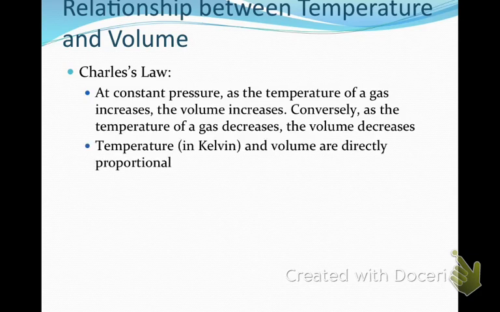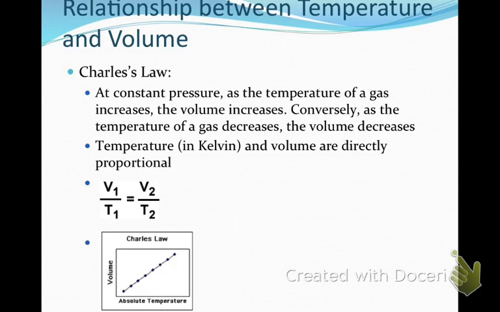So the temperature needs to be in Kelvin, and we'll discuss why that is. So the temperature and volume are directly proportional to one another. And we'll write out this equation, V1 over T1 is equal to V2 over T2. So that V is volume, and your T is temperature in Kelvin. And we need to make sure that if the volume 1 is in liters, that volume 2 is in liters as well. Same thing with milliliters. As volume 1 is in milliliters, volume 2 should be in milliliters. Temperature should always be in Kelvin.